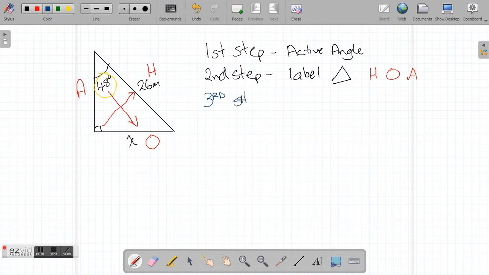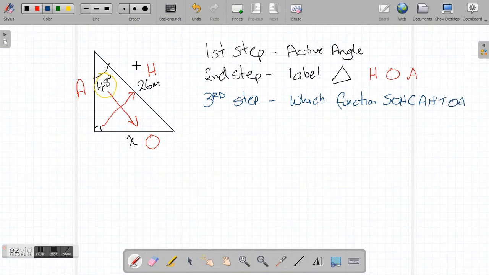From this we can move on to the third step, which is where we use the mnemonic SOHCAHTOA. This determines which function we're going to be using. So we write out SOHCAHTOA like I've done here. Whoops, made a little mistake. SOHCAHTOA, and we write that out, and we determine what sides we need, and that will determine which function.